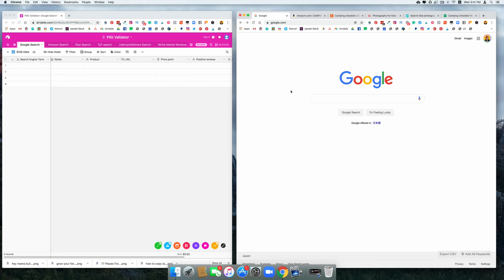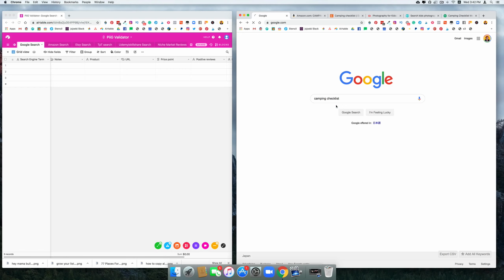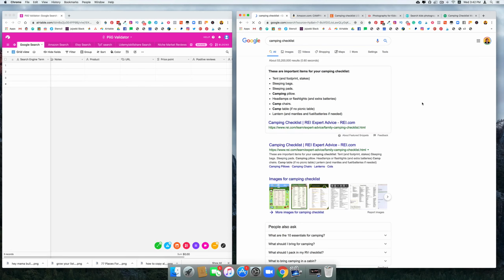Okay, so let's start with Google. Let's say that one of your passions is camping, and one of your skills, I've already checked, look, one of your skills is being organised, so a checklist. And as you can see, these are all the different things that have come up. Let's just have a look at camping checklist.